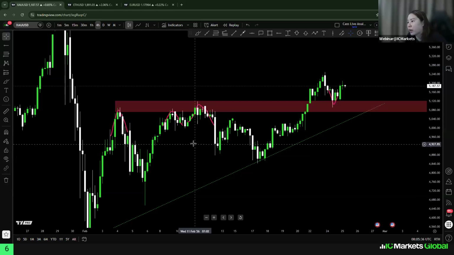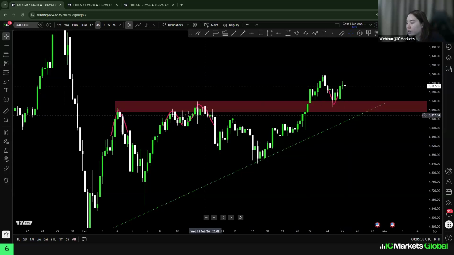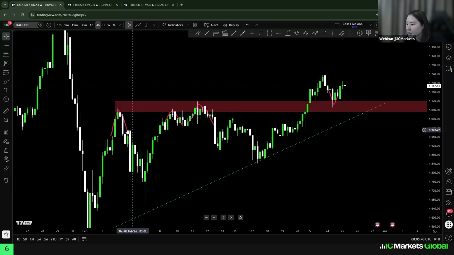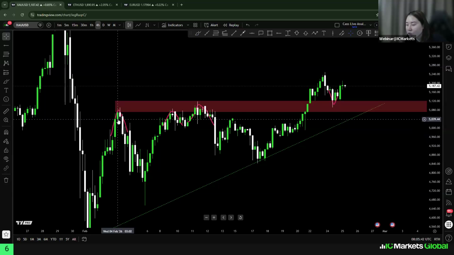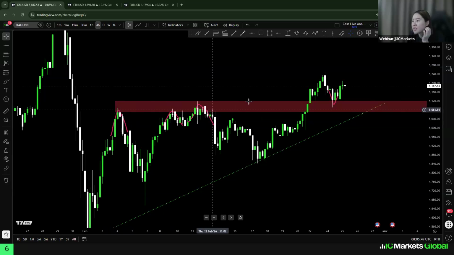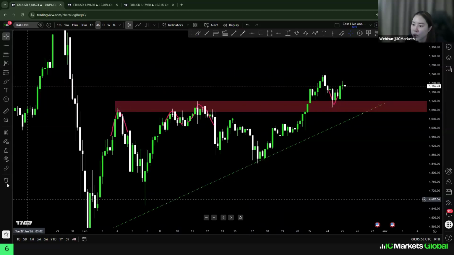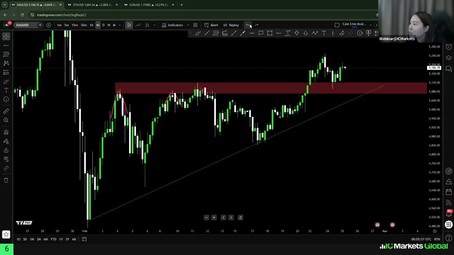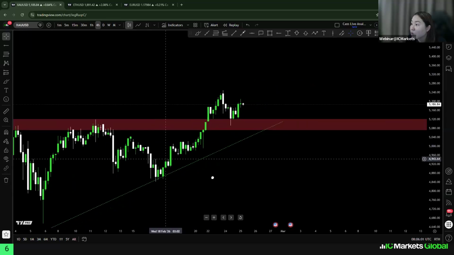Like we have seen in the past 4 times since the 4th of February, for the last 21 days, for the last 3 weeks, price has been respecting this red box in one way or another. So I'm gonna keep that red box, because if price pulls back there again, I don't expect it to break. I expect it to reverse.